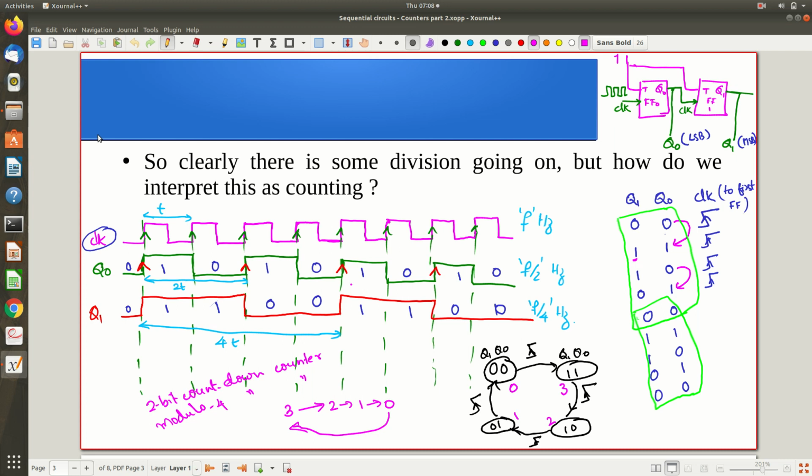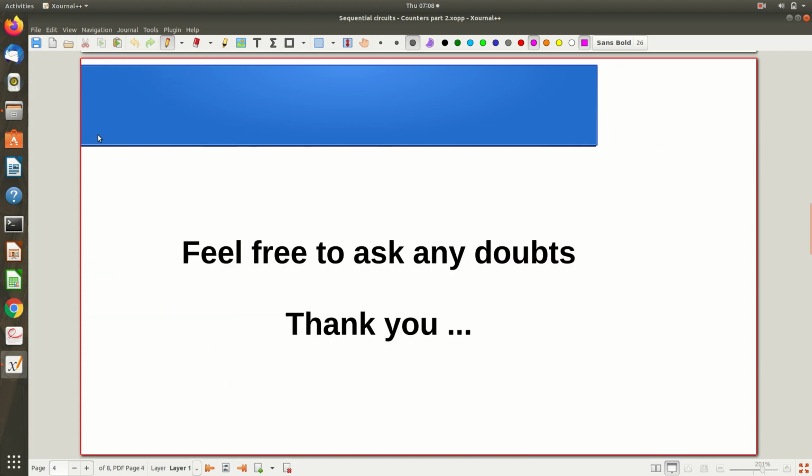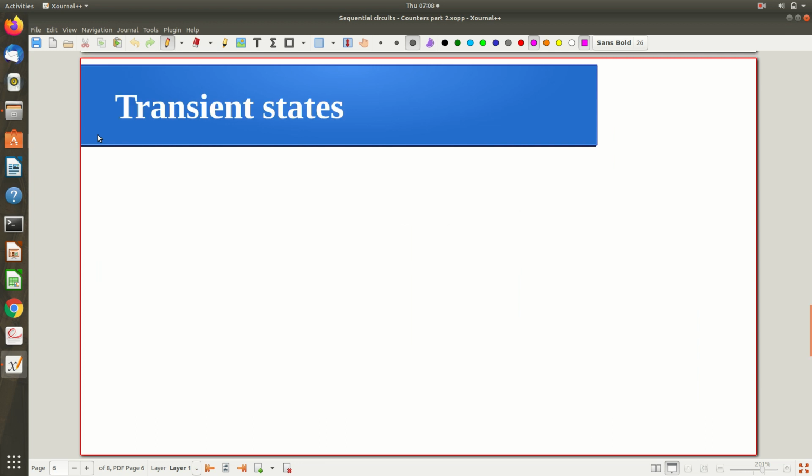Yes, that was about it, and the corresponding state diagram. Then I asked you to try out with one more flip flop and also with negative edge triggering. Hope you tried it. Now it's time for me to introduce a small concept called transient states.